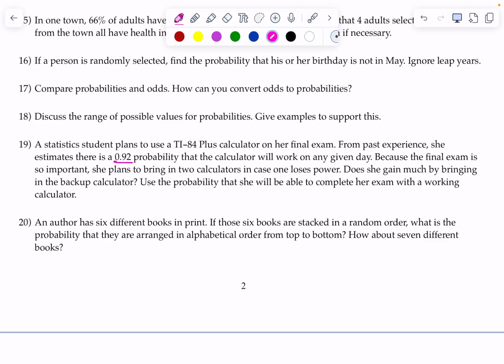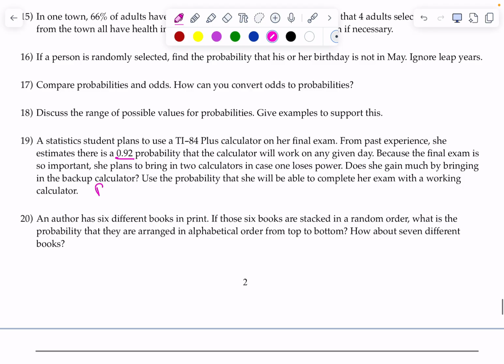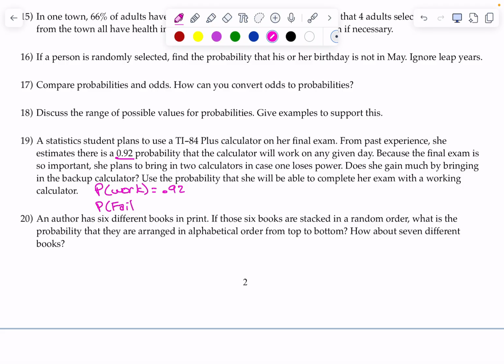His score wasn't as good as what he probably could have gotten with a calculator. So 92% of the time the calculator will work. The probability of work is 92% or 0.92. I'm also going to put down the probability of fail, which is 0.08. Facts are my friend, so I'm going to write those down.